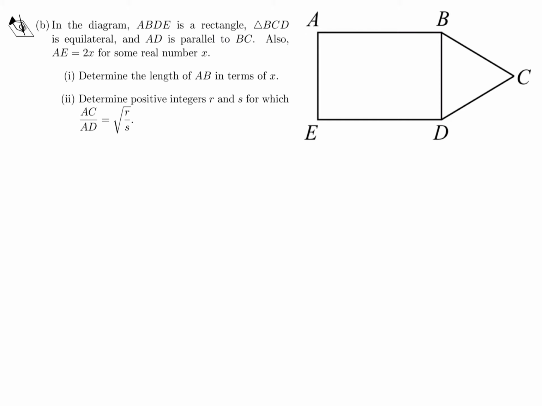Let's first draw a line from A to D. And when you do that, let's label this. They told me that AE is 2x, so that means that BD right here is also 2x, because it's a rectangle. And they've also told me that this is an equilateral triangle, so this is 2x and this is 2x, therefore. Okay, now they want the length of AB in terms of x.